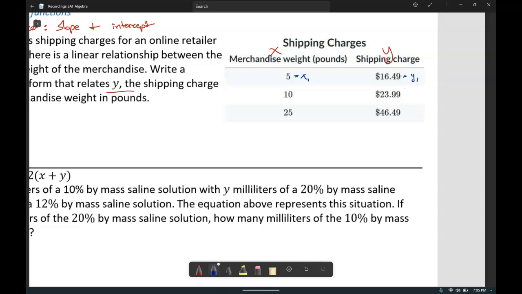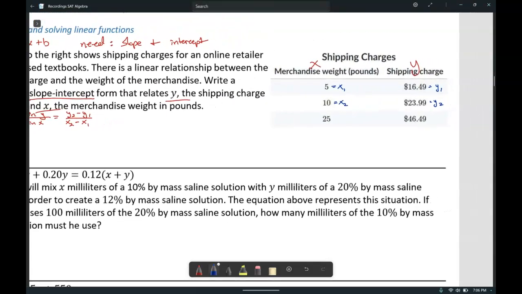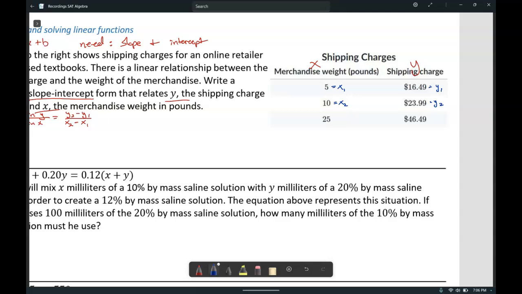y1. This is an ordered pair. And then this will be x2 and this will be y2. It doesn't matter which two ordered pairs we use. We could have used the third one instead if we wanted to. But as a general rule, I like to try and use the smaller values if I can, just in case it makes anything easier. So we can set up our formula.